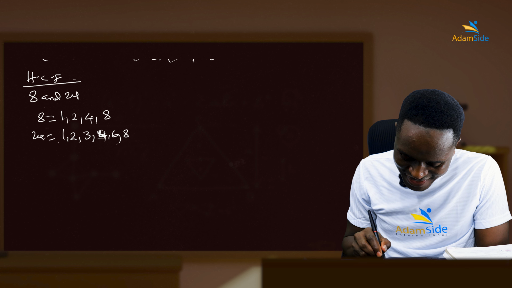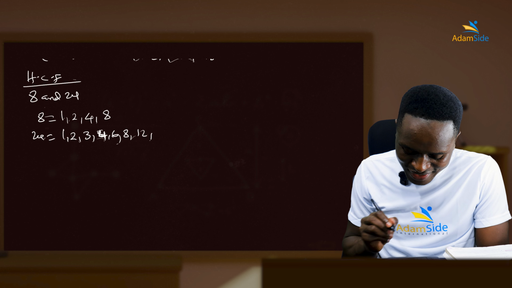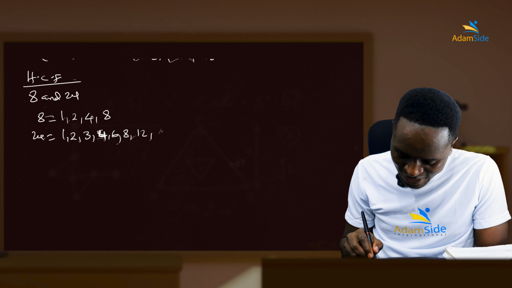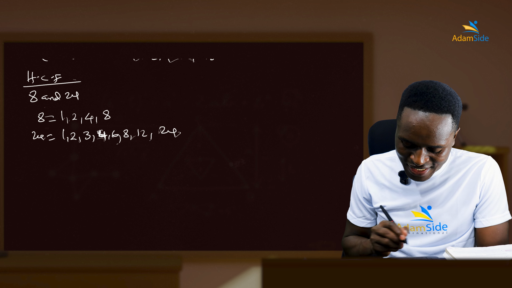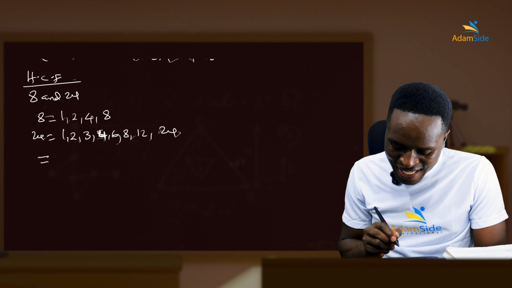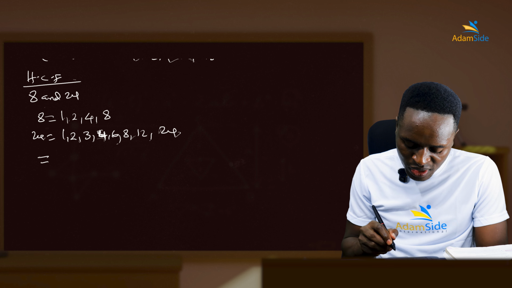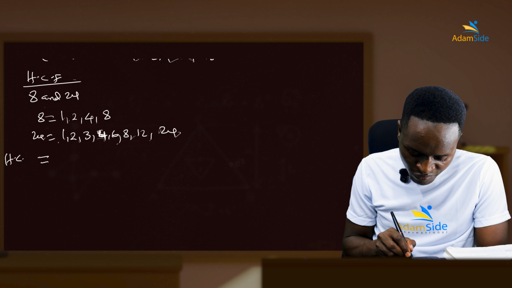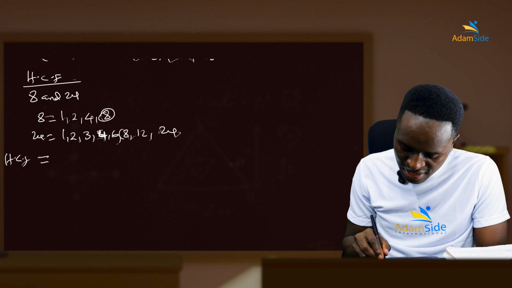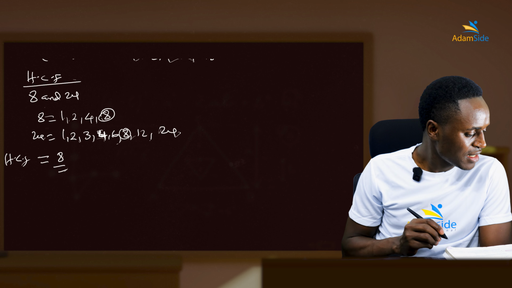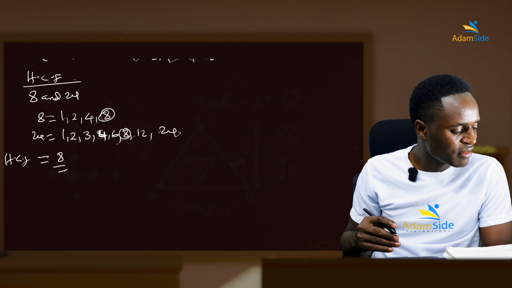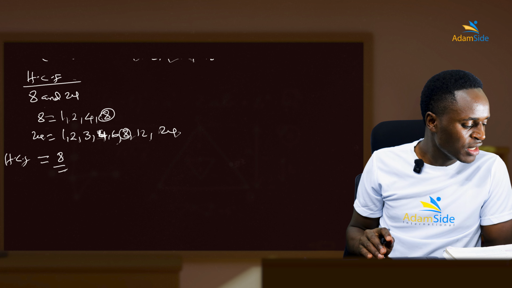Then we have 8. Then we have 12. Then we have 24 itself. Now find the highest that is between, the highest common factor. You will see we have 8 and here we have 8. And then we say 8 is the highest common factor that divides between the two numbers.